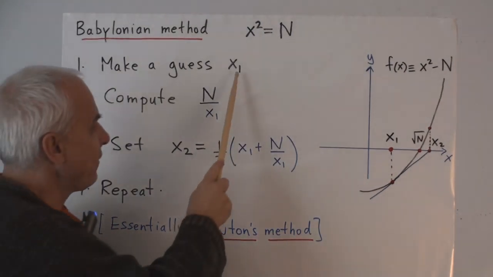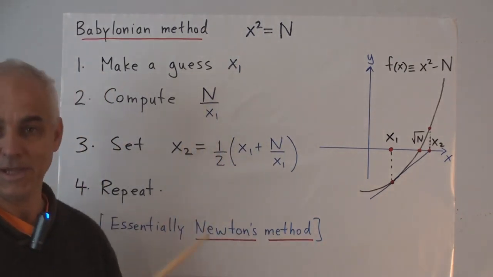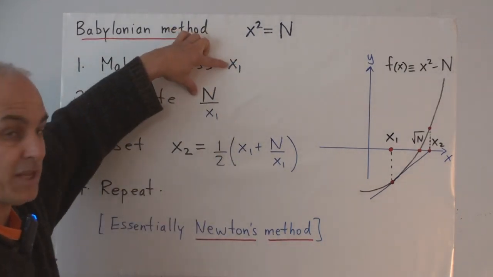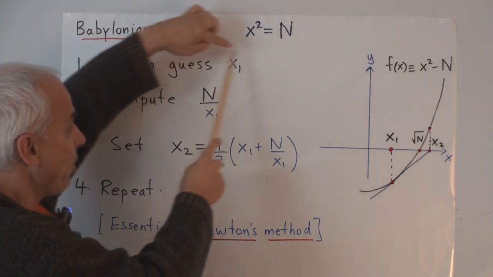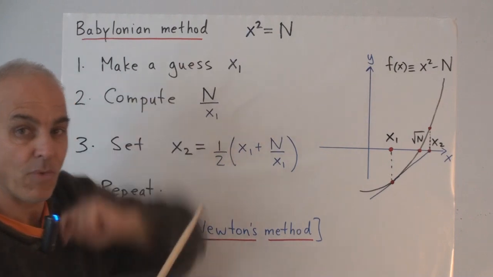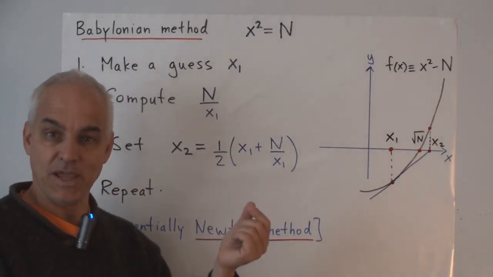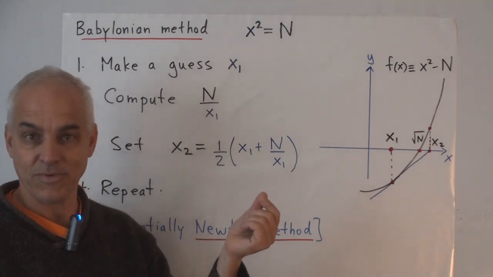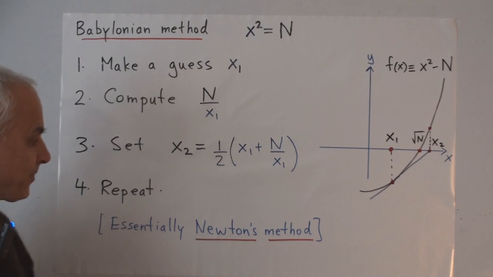So the idea is that if x1 is exactly the square root, then n divided by x1 will be equal to x1, and these two numbers will be equal. Otherwise, one of them will be less than and one of them will be bigger than the square root. And so averaging those two numbers is a relatively good guess for the square root. And if we keep doing that, then we approach the square root value.